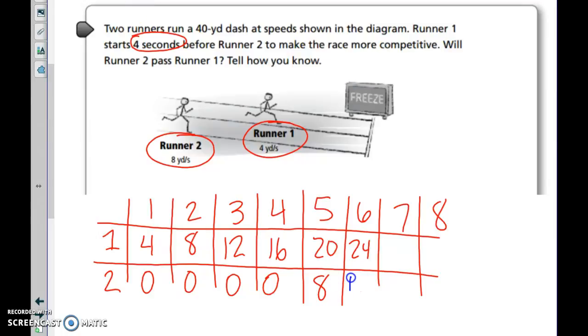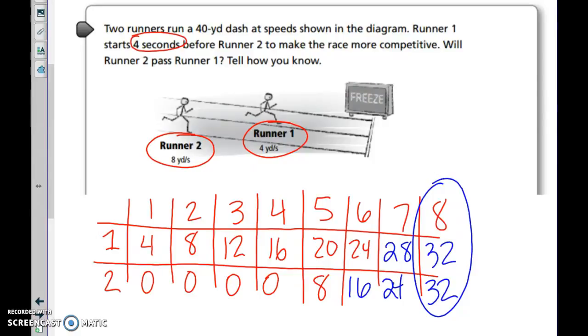So, again, we're at 16. Runner 1, 28. Oh yeah, that was right, 24. 1 second later, 32, and oh look, runner 2 finally caught runner 1 at 8 seconds. So this is kind of like their solution. If you imagine these two runners as lines, right, runner 2 is going much steeper than runner 1, they would pass each other at 8 seconds or 32 yards.